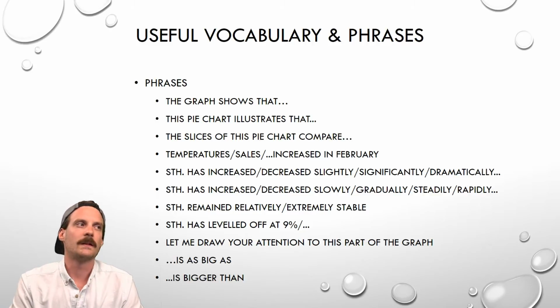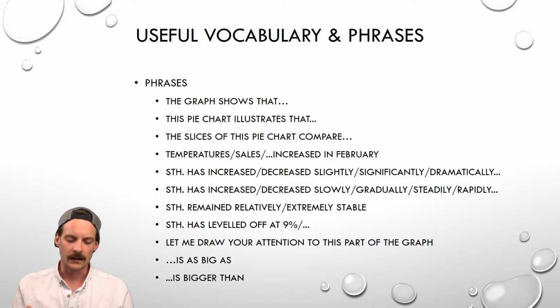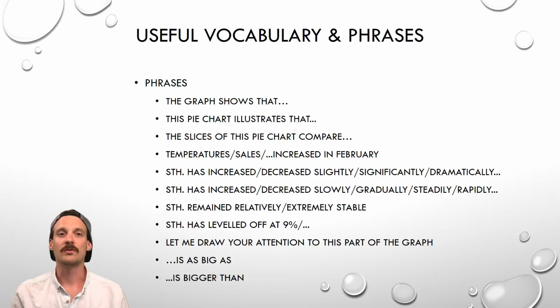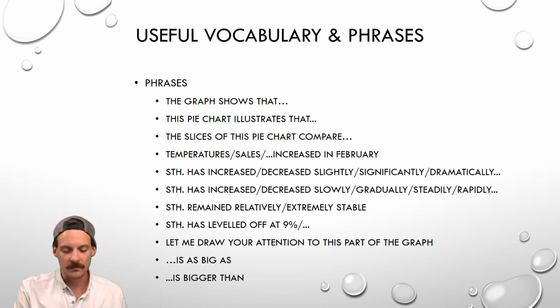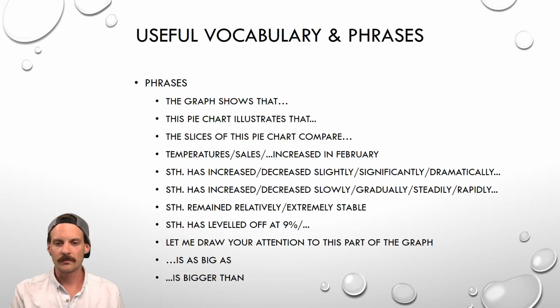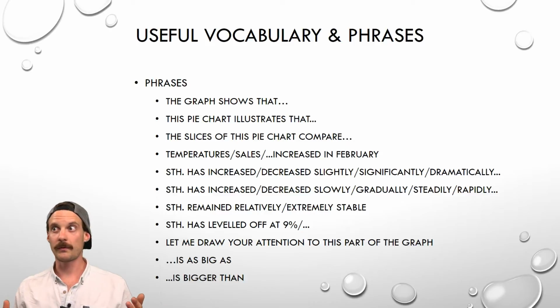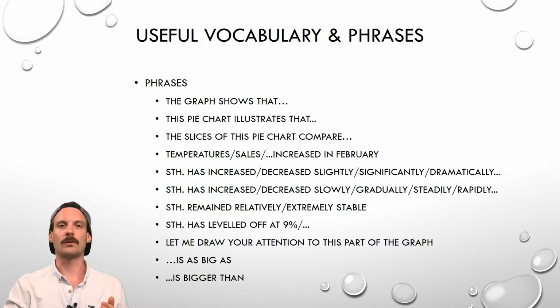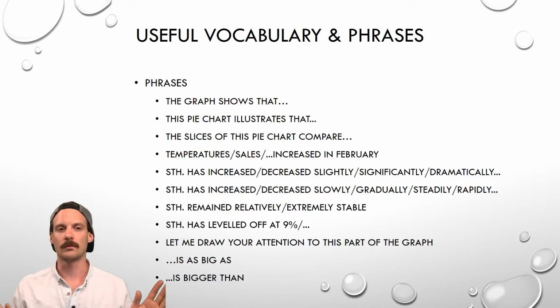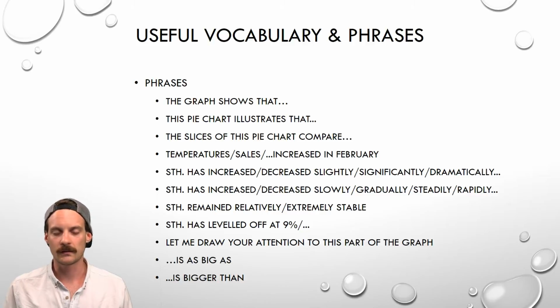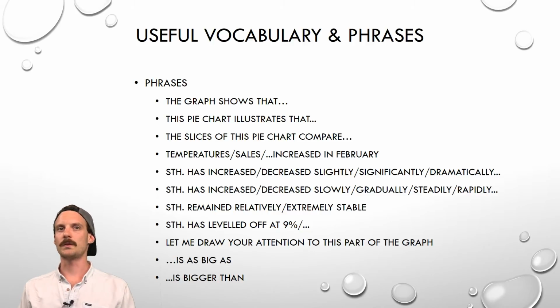Then if something is stagnant, if something stagnates, it can remain relatively stable or extremely stable. The next term is actually also quite important, I'd say: something has leveled off at 9%. So if, for example, the sales peaked and then decreased, and they start to stagnate, they leveled off at something. In this case at 9% or at 1,000 units or whatever the pie chart or graph shows.